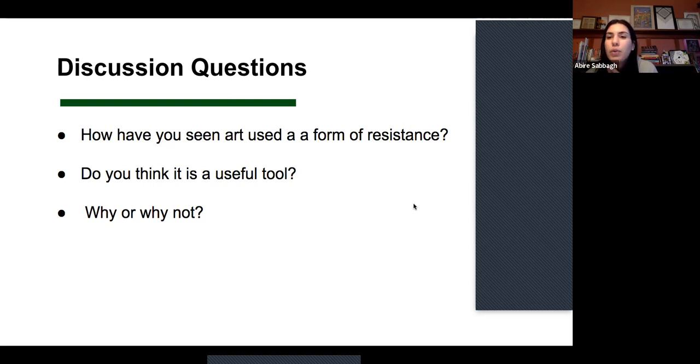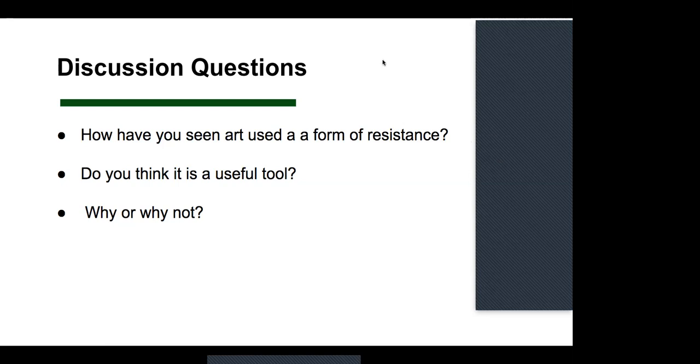Anyone else? Beckett, I don't know, did you unmute at the same time? Oh, I did. I was going to say I don't remember an example off the top of my head, but I think it's useful in the sense that it reaches a different crowd that usually doesn't pay attention to the news, or that usually doesn't use social media.